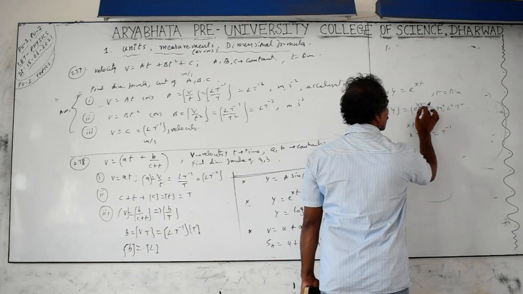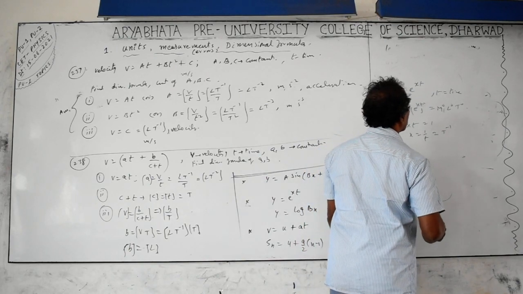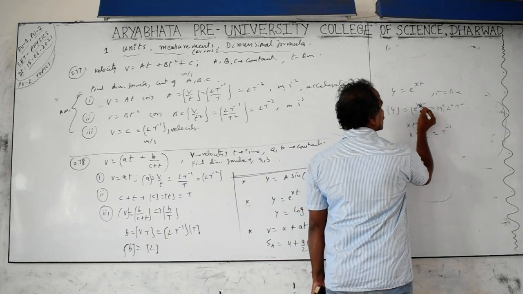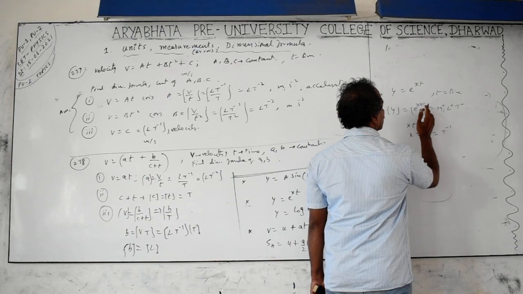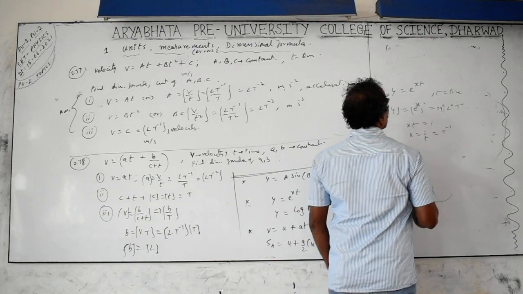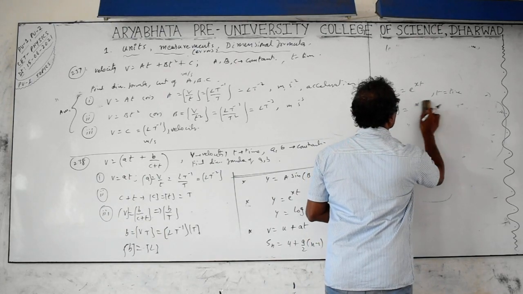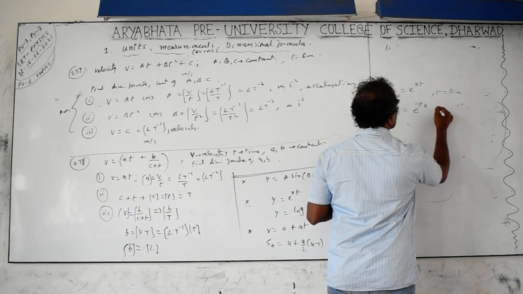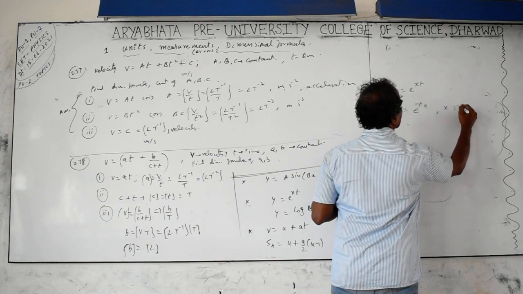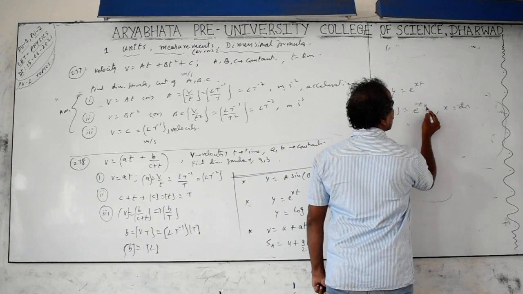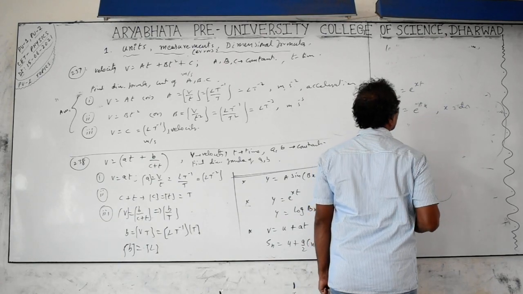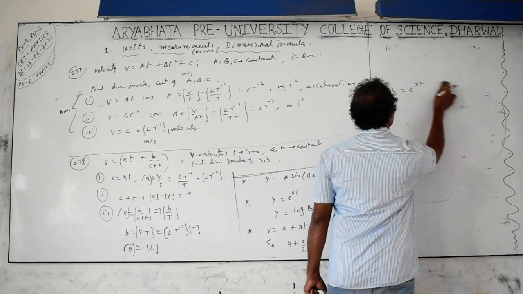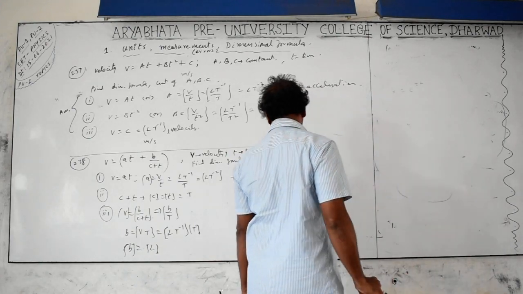So directly you must be able to write the dimension formula for x when t is a time: this will be 1 by t. If it is given as e to the power of ax and they tell you x is length or distance, then x is L, so a is supposed to be equal to 1 by L. Like that you must be able to write the dimension formula directly from these equations.